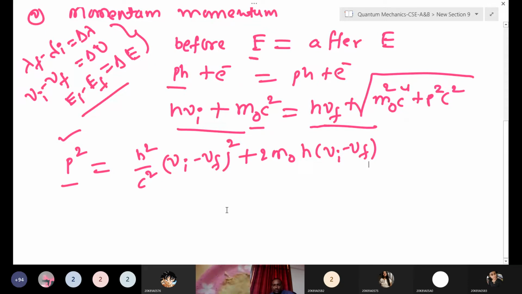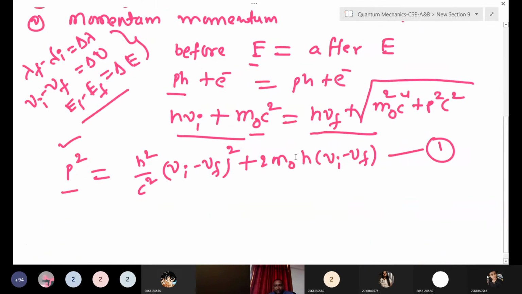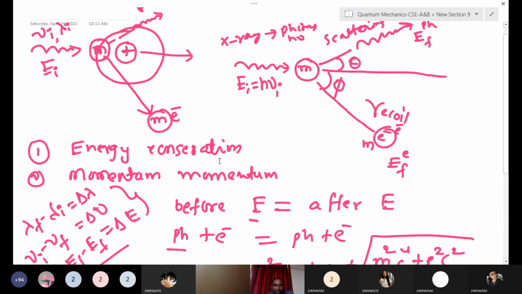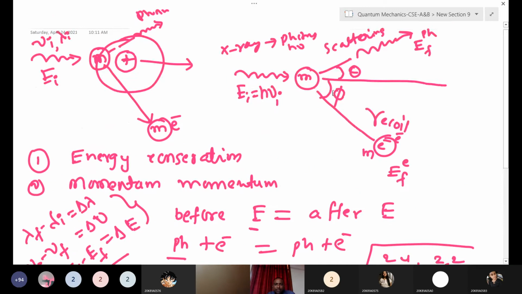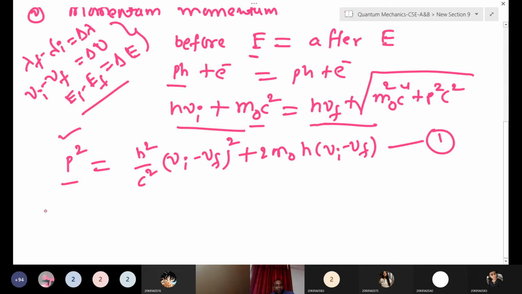So this expression we have derived. Let's take this as equation one. Now we have to use the momentum conservation law. So I am writing here the momentum conservation law. Here energy is a scalar, before and after, there is no particular direction. But in this momentum conservation, we have to consider direction also, because momentum is a vector.